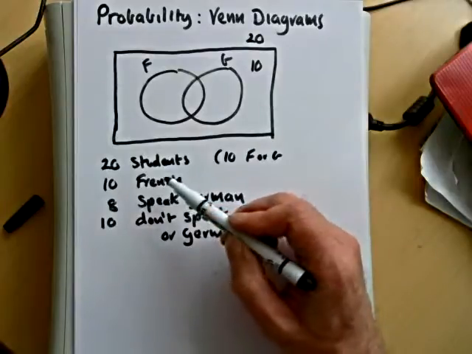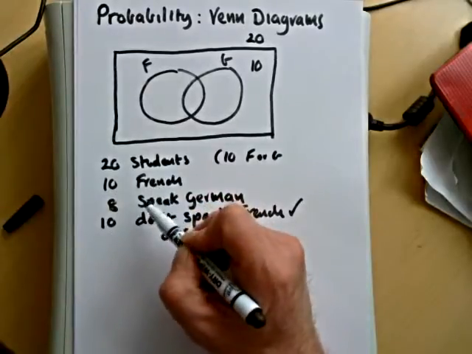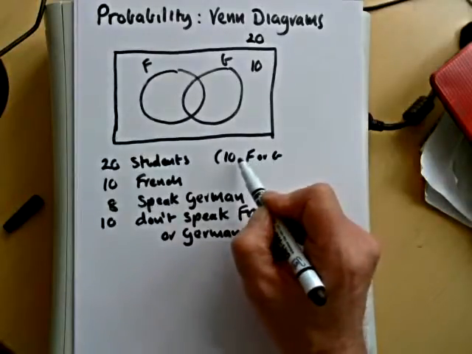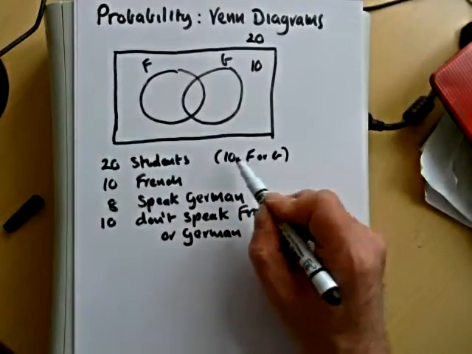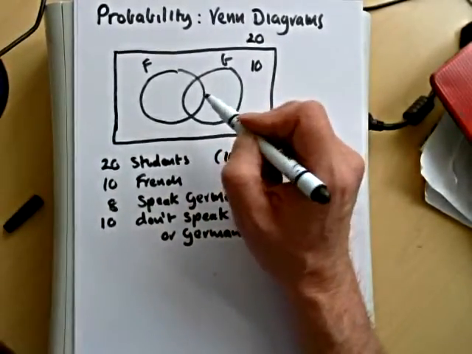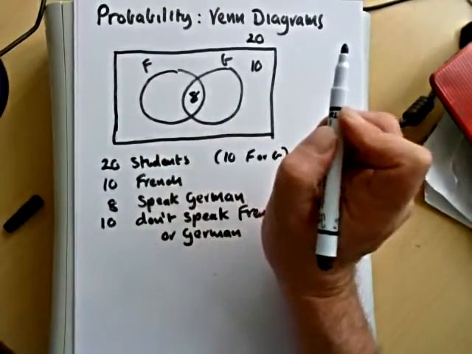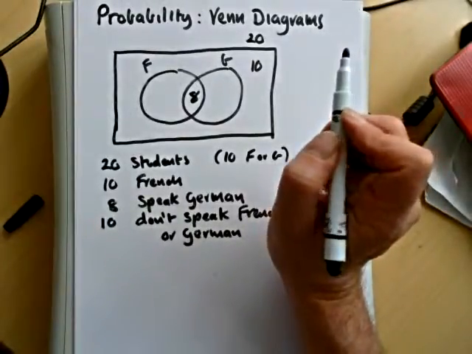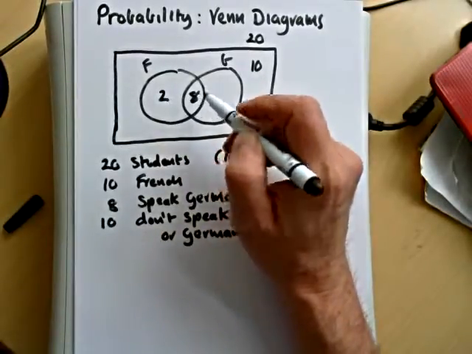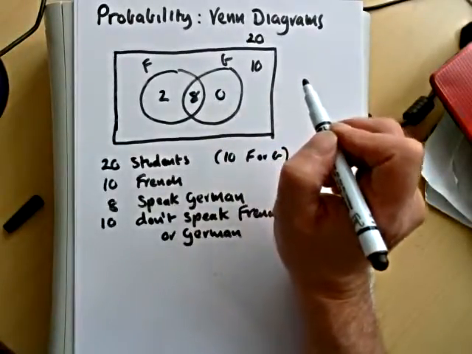There must be an overlap. There must be some students that speak both. So we've got 18 here, but 10 there. This 10 that speak French or German must be the total here. So if 10 speak French and 8 speak German, 10 altogether means 8 in the overlap. If there's 8 in the overlap, there's 2 that speak French only. That gives me 10 altogether, the 10 I was looking for. So there's none who speak German on their own.